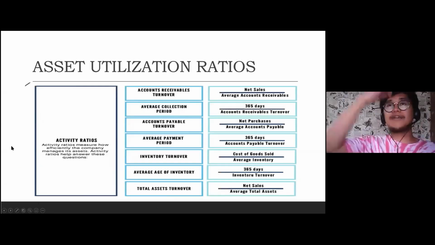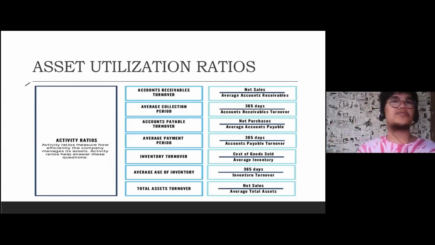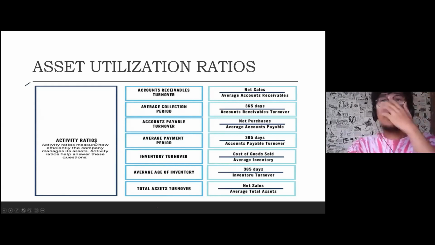Now, next, we have your asset utilization ratio. Maraming tawag sa asset utilization ratio. Meron ding tawag na activity ratio, meron ding tawag na efficiency ratio. So asset utilization ratios are used to measure how well a company is utilizing its assets and resources. So sabi dito, activity ratios measure how efficiently the company manages its assets, kagaya ng sinabi ko, and activity ratios help answer these questions.